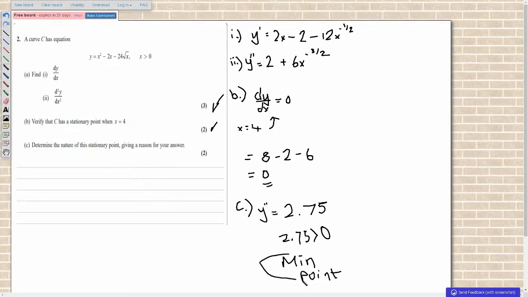And there you go, guys. That's what you're looking to show. The nature just means, is it a max or is it a minimum? And then all you need to put is that 2.75 is bigger than 0, and therefore it's a minimum. And there you go, guys.